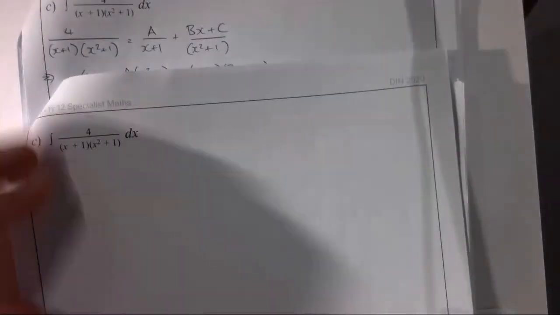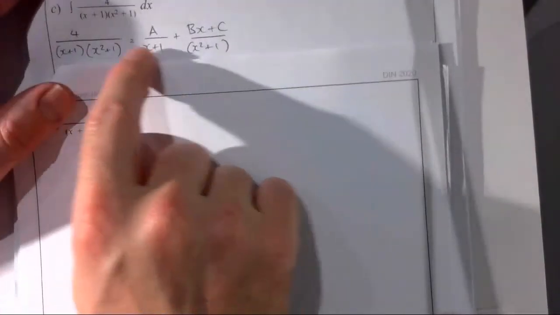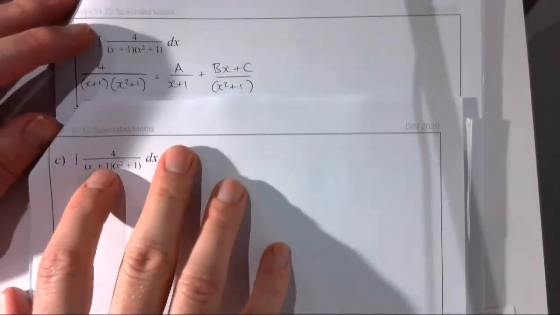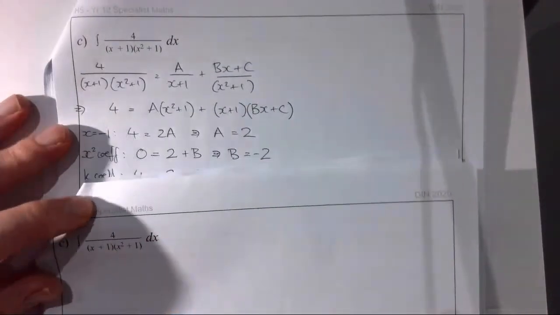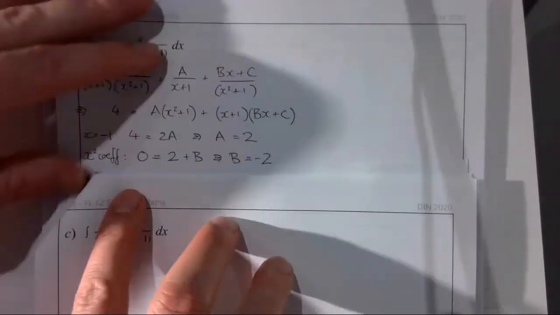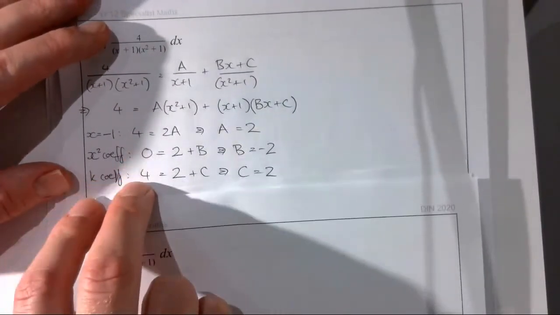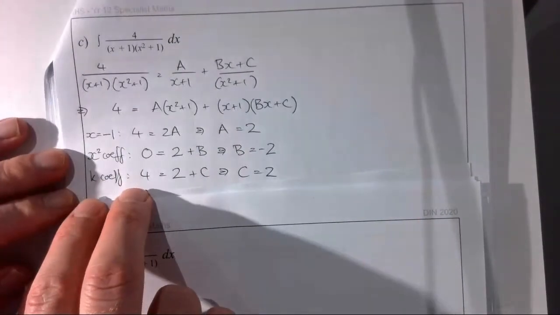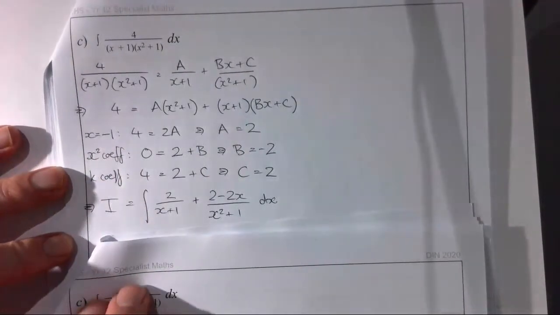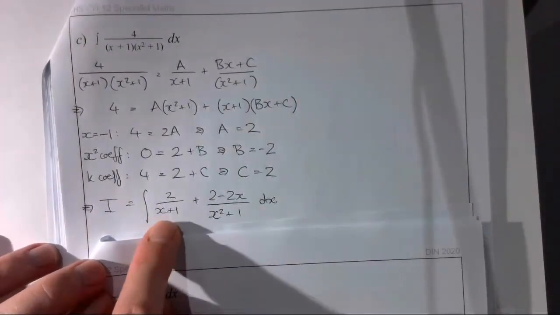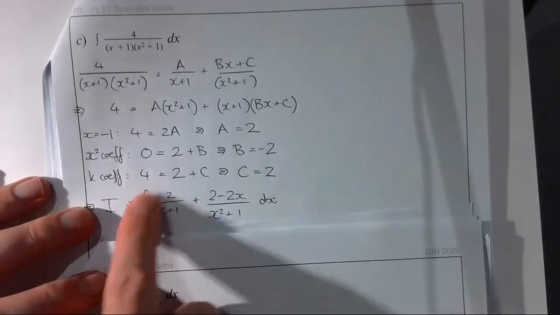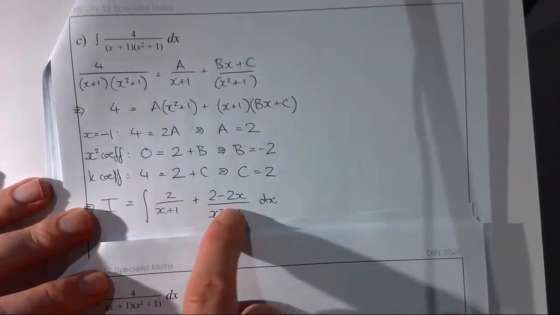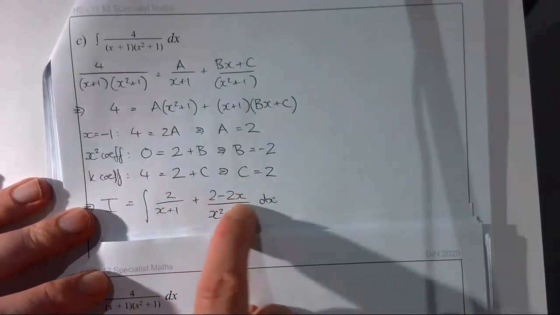Alright, you've tried it. To save time, I'm just going to show you mine. So first of all, we've got this irreducible quadratic root, so we use our bx plus c. We use our substitution, and in combination, this is the way I did it, with some equating coefficients, I get a is 2, b is minus 2, and c is 2. And then that means I can change the integral to 2 over x plus 1 plus 2 minus 2x over x squared plus 1. And the first one of these, super easy to integrate. But this term here is a bit more challenging.